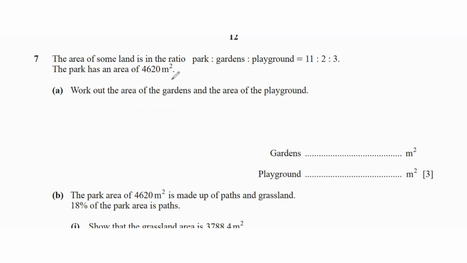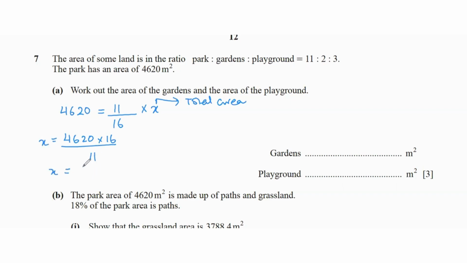So what we'll do is first we'll find the total area. 4,620 is the area of the park. So 4,620 equals 11 over the sum of the numbers in the ratio, which is 16, times x. X is your total area. So first we find the area: 4,620 times 16, divided by 11, which gives us 6,720 meters square. That is the total area.